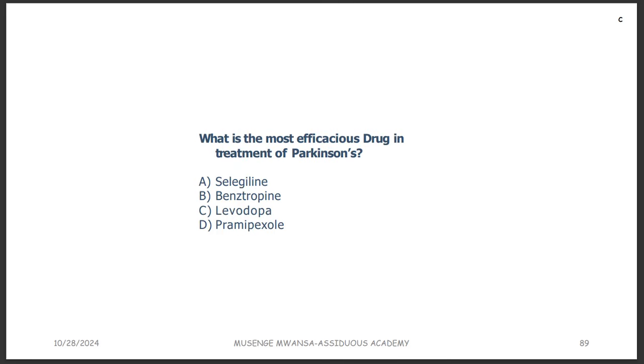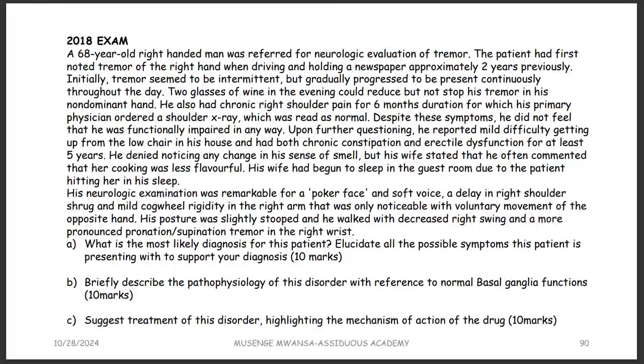Yes, it's levodopa. Which is the most efficacious drug in treatment of Parkinson's? Selegiline, benzotropine, levodopa, pramipexole. The most efficacious. Remember, the most efficacious is the same levodopa.